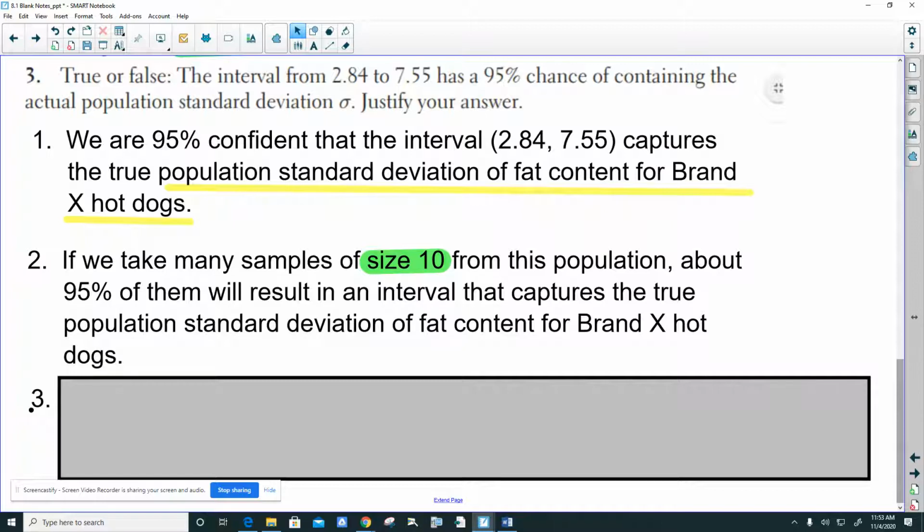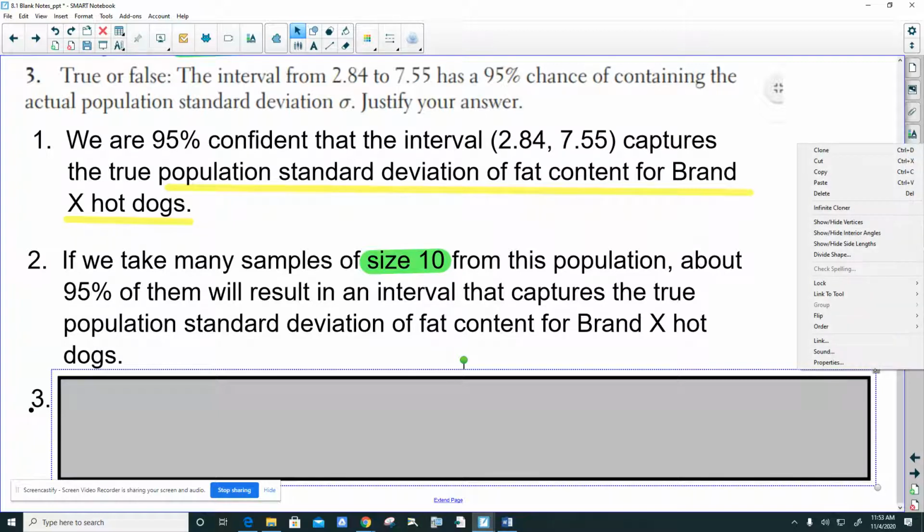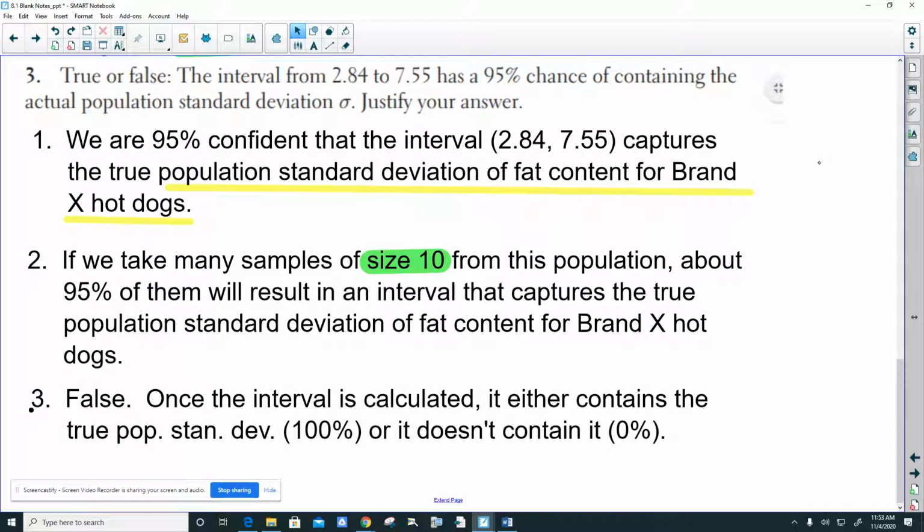Justify your answer. We have discussed that the true parameter is not going to jump from one value to another. Whatever the true population standard deviation is, it is fixed. So to assign a probability to it, that is not what 95% means in this case. We're going to say that's false.